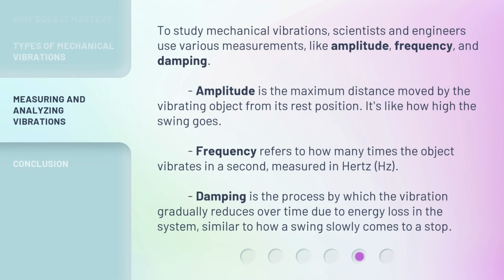To study mechanical vibrations, scientists and engineers use various measurements, like amplitude, frequency, and damping. Amplitude is the maximum distance moved by the vibrating object from its rest position. It's like how high the swing goes. Frequency refers to how many times the object vibrates in a second, measured in Hertz, Hz. Damping is the process by which the vibration gradually reduces over time due to energy loss in the system, similar to how a swing slowly comes to a stop.